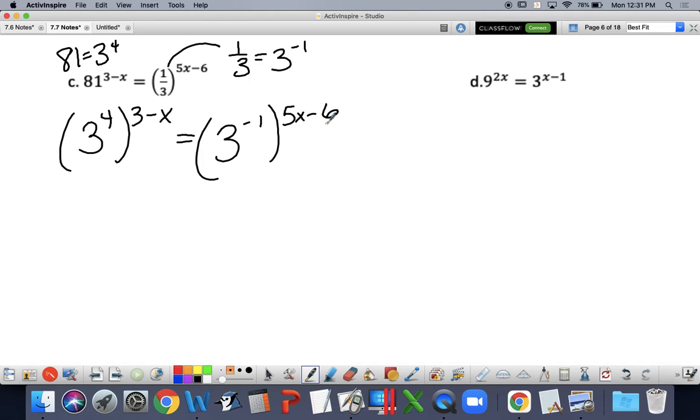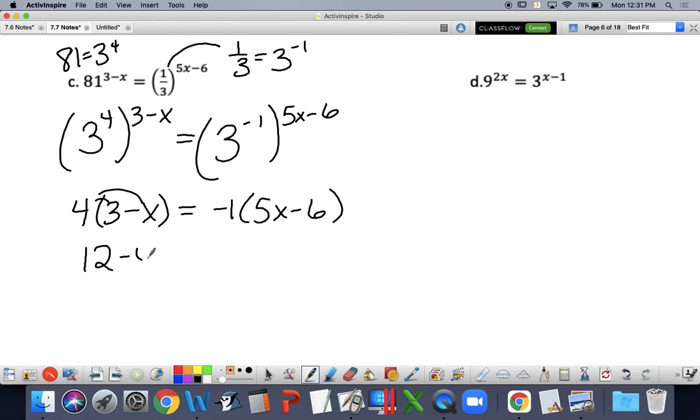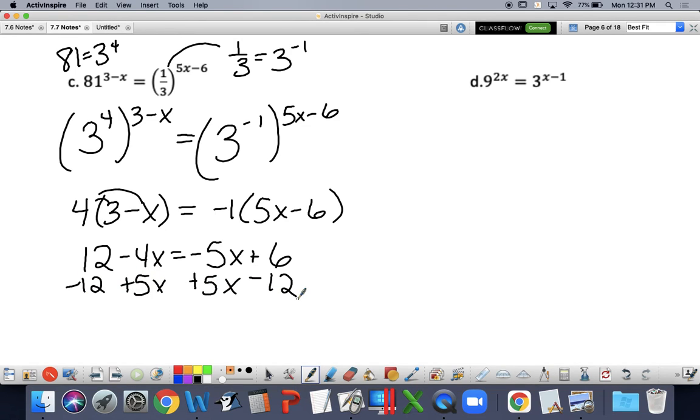Now I just have a good amount of algebra to do, right? Stuff we know. 4 times the quantity 3 minus x is equal to -1 times the quantity 5x minus 6. Distribute. X's. Subtract my 12. Right, lots of different ways to get the correct answer. I get x is equal to -6.